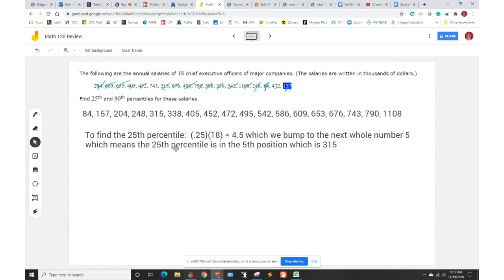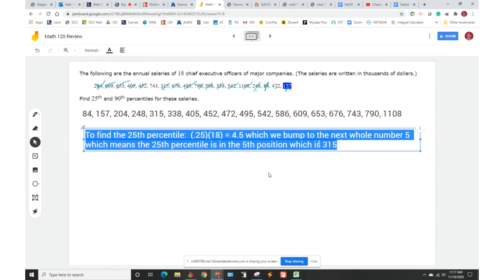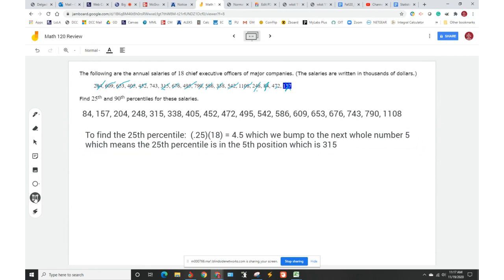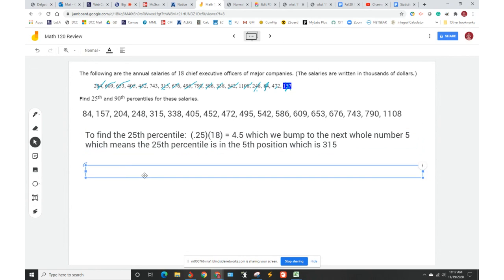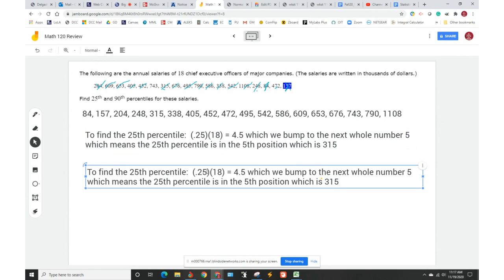Now, it's very similar on this for the 75th. Well, it's not very similar. The only thing we're going to change is that 0.9. All right. So 0.9 is the 90th.